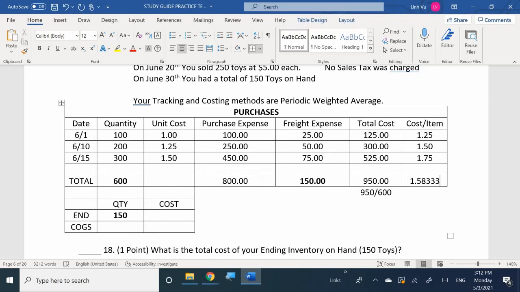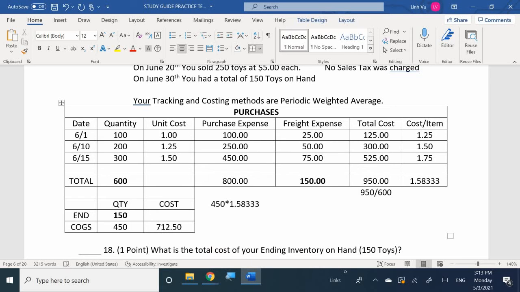Okay. So now the next step is that let's actually solve for our cost of goods sold. So if we have 150 items left, how many items did we sell? 450. So pretty straightforward. What is my 450 multiplied by my average cost per item of 1.583333? What do I get there? I think we have to round this one, because I end up with $712.49, so I'll go 712.50.